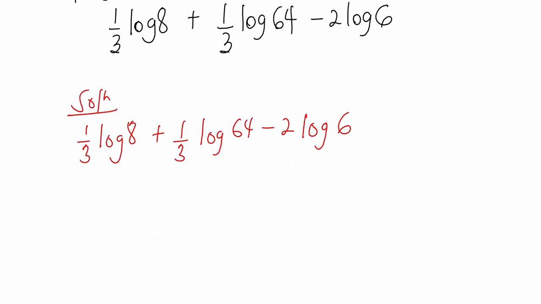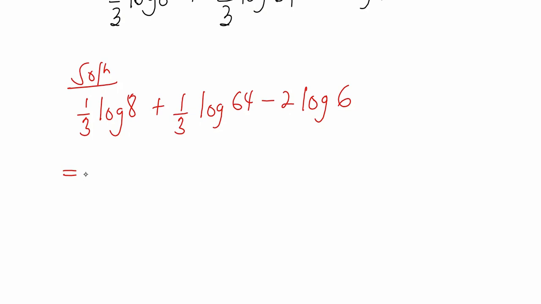Now having that in mind, we know directly we can express 8 as powers of 2, 64 can be expressed as powers of 4, and for 6 we cannot express 6 as powers of numbers because there's no number when raised to an exponent gives us 6, so we maintain that. Which means you have 1 out of 3 logarithm of, now 8 can be expressed as 2 exponent 3, plus 1 out of 3.